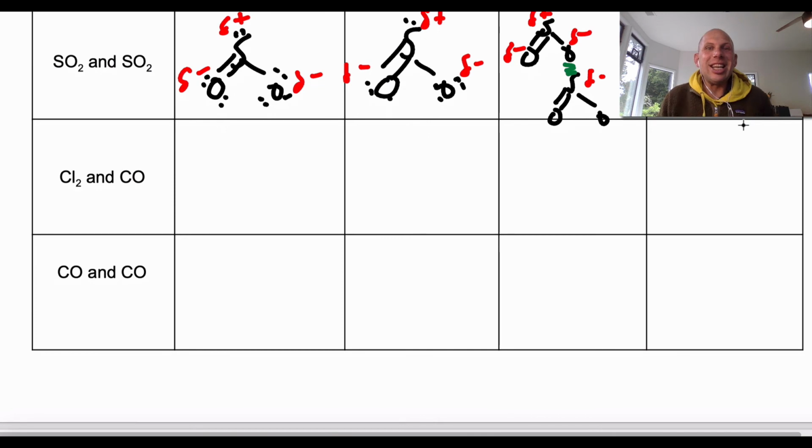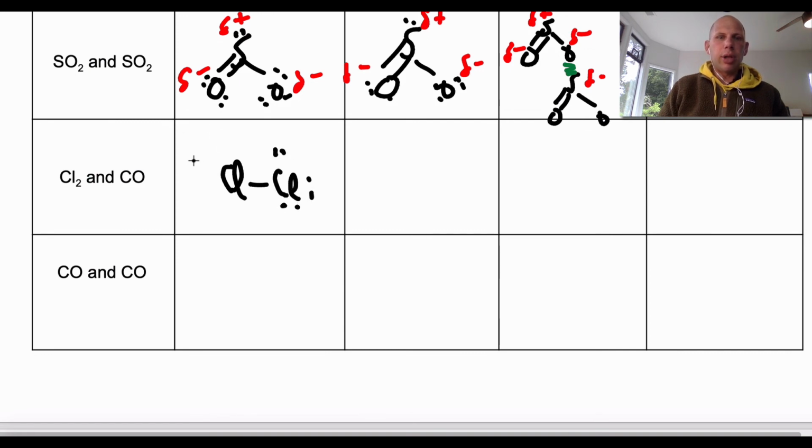All right, let's try Cl2 and CO. This is a great one. Okay, so Cl2, draw the Lewis structure for it. It's going to be a non-polar linear molecule. One bond. Now we're going to look at CO.